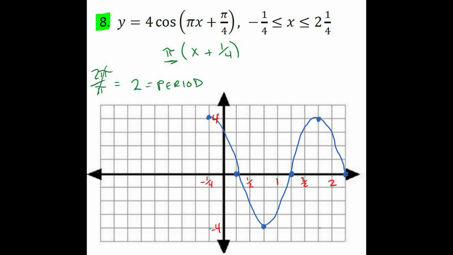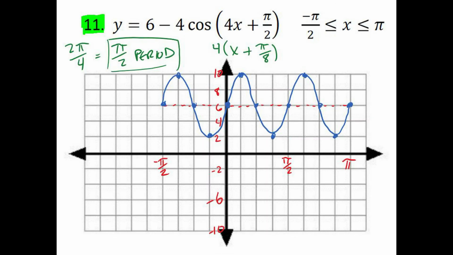Okay, let's look at number 11. So number 11, there's a lot of stuff going on. We have a 6 out front, and that is going to be a shift of the entire graph up 6 units, and then we have an amplitude of -4, and what the negative is going to do is reverse it, so that instead of starting up top, it's going to start on bottom, and then the 4 is going to make it swing up 4, down 4, up 4, down 4.